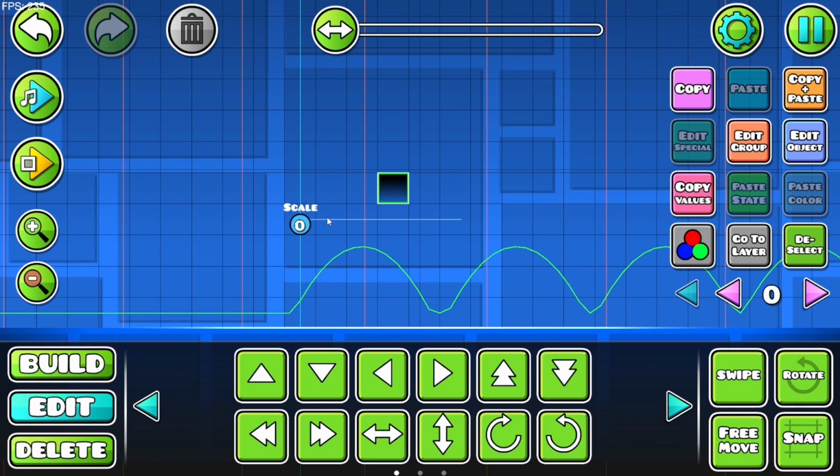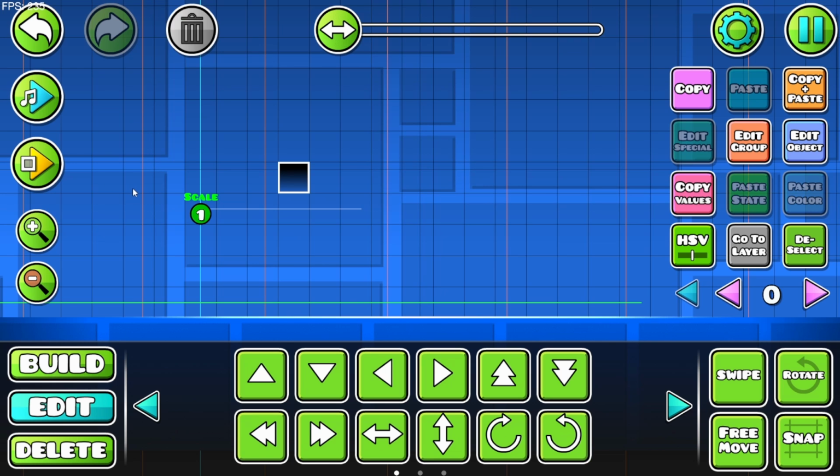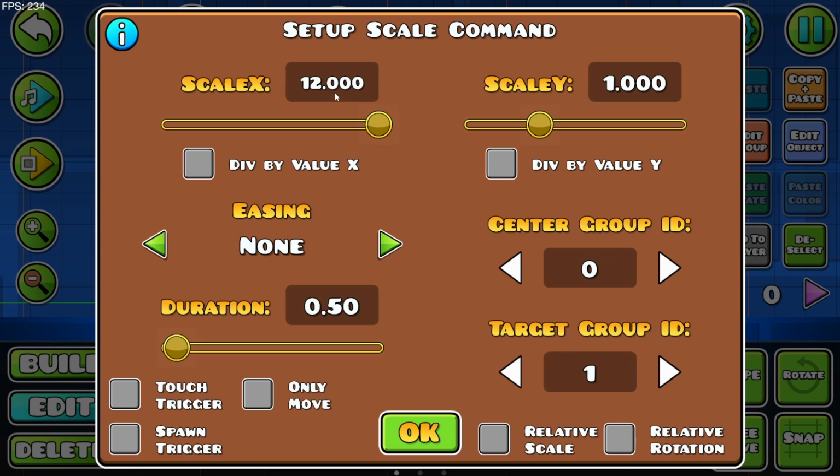Let's give it a group ID of 1 and this 1. Now in theory, I should be able to go... Okay, so of these options we can control how large or small this is going to be. So this is 1, so that's the default, so that means it'll just stay at its normal size.